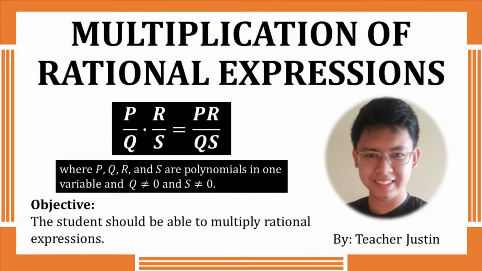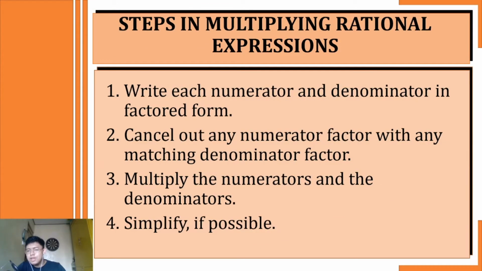On today's topic, we're going to multiply rational expressions. Here are the steps in multiplying rational expressions. The first step is to write each numerator and denominator in factored form. Step 2: cancel out any numerator factor with any matching denominator factor. Step 3: multiply the numerators and the denominators. And the last one is to simplify if possible. Now let's proceed to our examples.